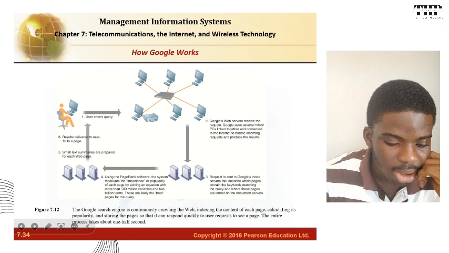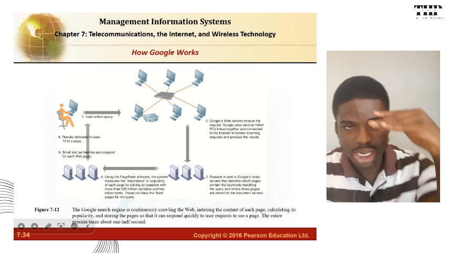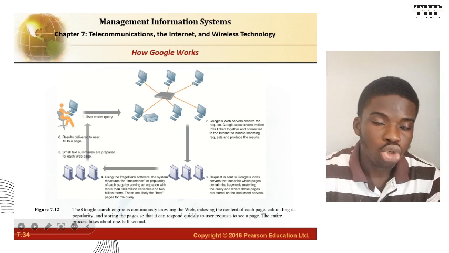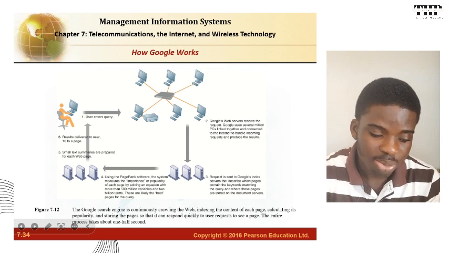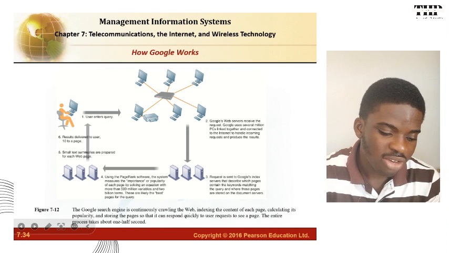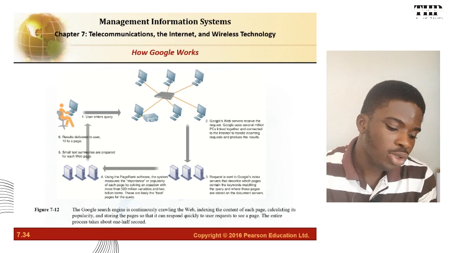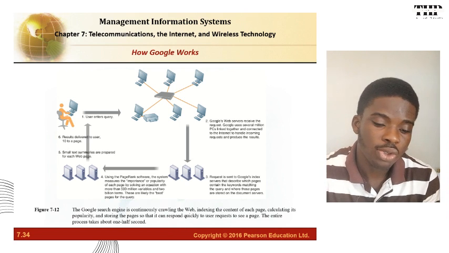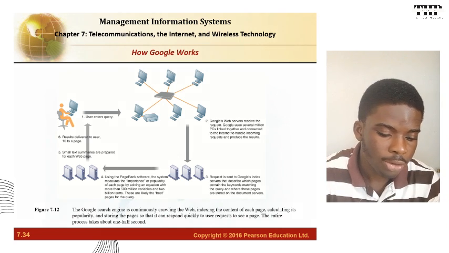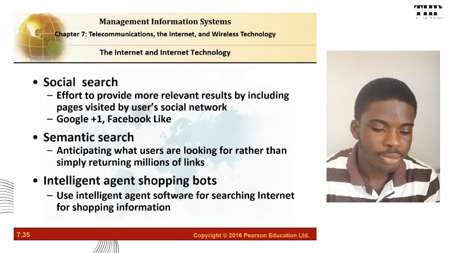Then small text summaries are prepared for each web page. So you read the summaries and choose the one that's best for you. Then the results are delivered to the user, 10 to a page. So every page has 10 results. Then you scan through to get what you want. Very well, so that's how Google works.